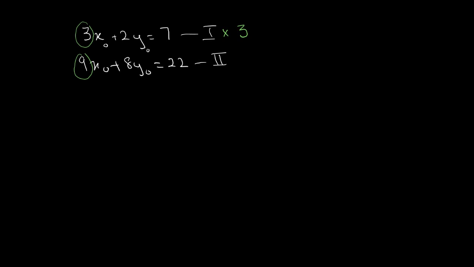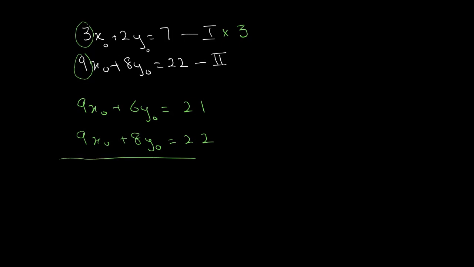If I multiply this equation by 3, I'm going to get 9x naught plus 6y naught is equal to 21. And for the second equation, I still have the same thing: 9x naught plus 8y naught is equal to 22. And I can subtract. If I subtract 9x naught from 9x naught, I get a 0. 6y naught minus 8y naught is equal to minus 2y naught, and 21 minus 22 is equal to minus 1. So this would imply that y naught is equal to a half.